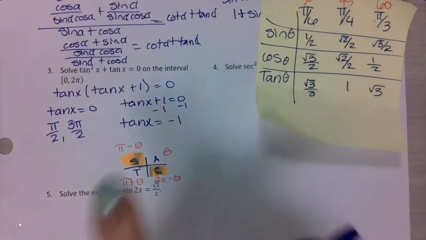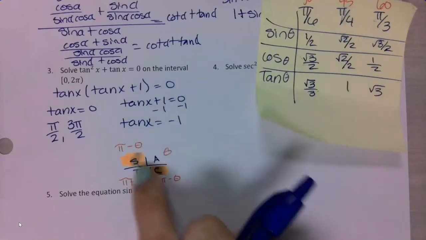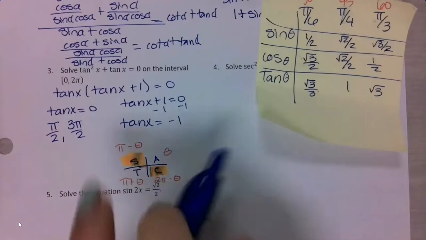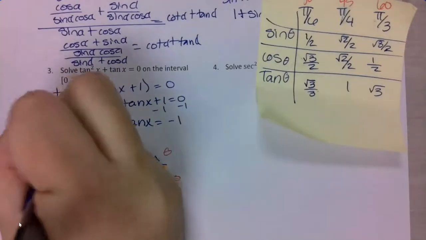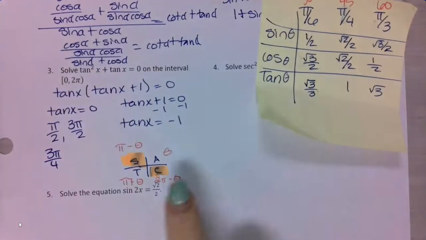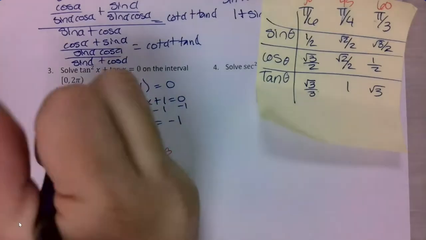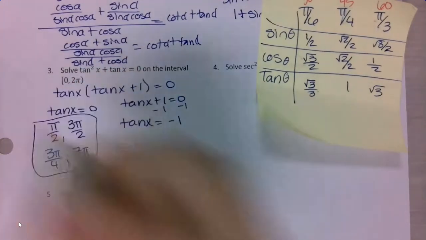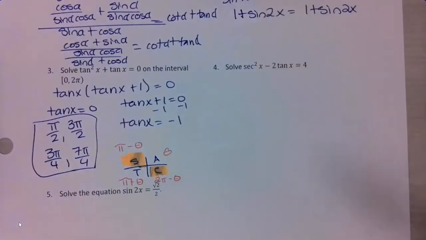So I want it in the second and fourth, and it's pi fourths. Pi minus pi fourths will give me 3 pi fourths. And over here in this quadrant, 2 pi minus pi fourths gives me 7 pi fourths. So all 4 of these are my answer. Okay.